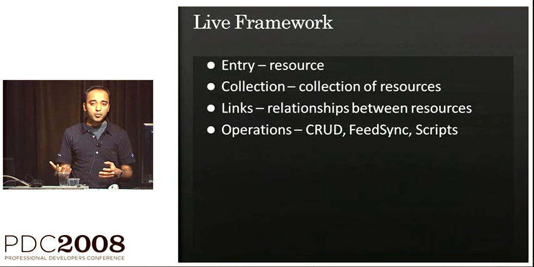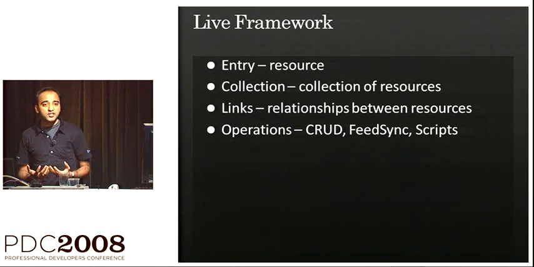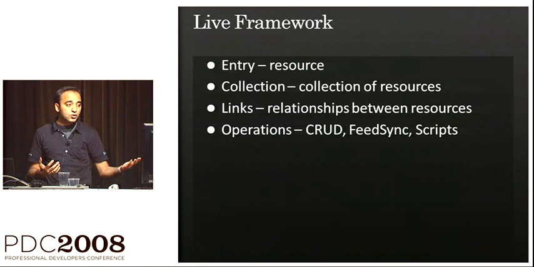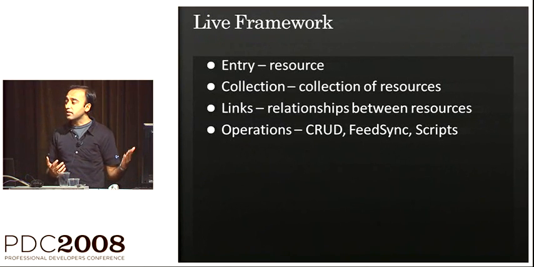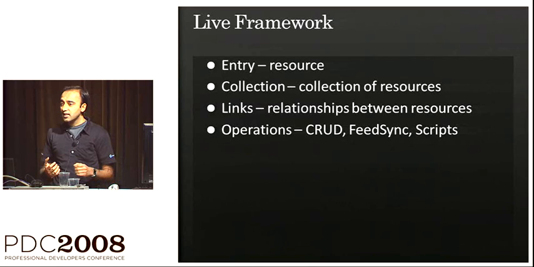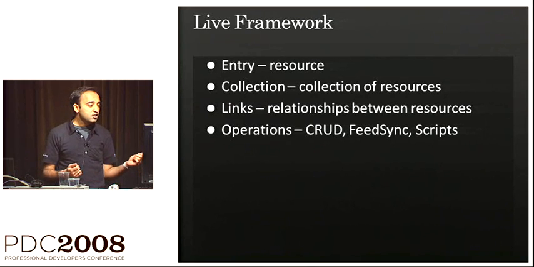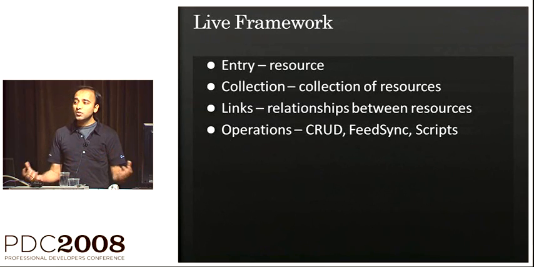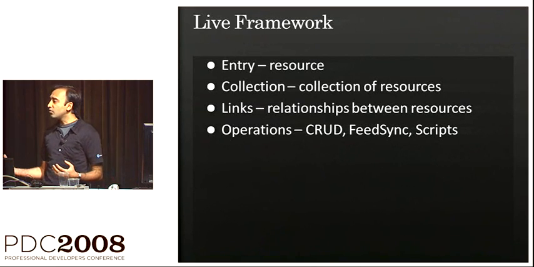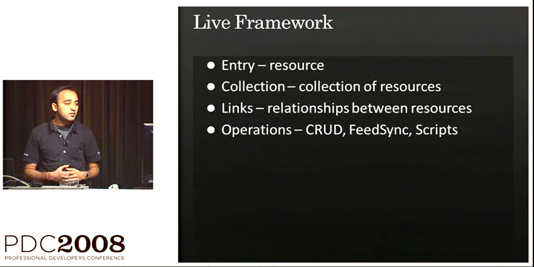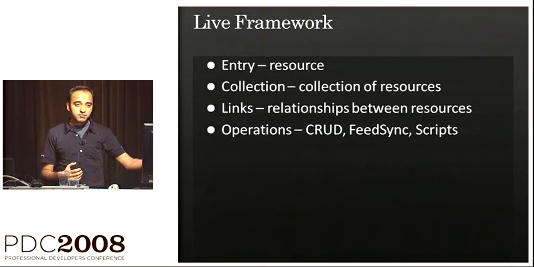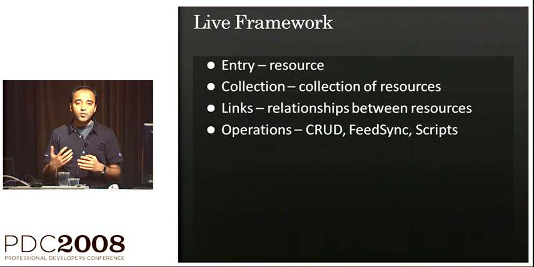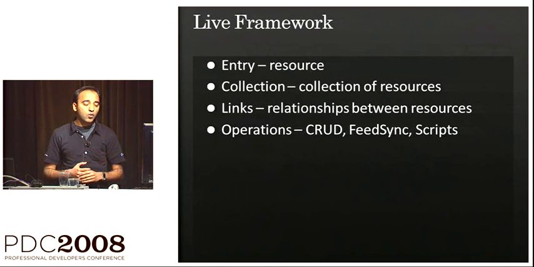And finally, we have the operations. There are a bunch of operations you can do. You can do the basic CRUD operations, which are create, read, update, and delete. Since AtomPub is the interaction protocol that we have, you can do all the CRUD operations. And if you want to do synchronization, you can actually do feed sync operations, which exposes a merge semantic. And we talked about the scripts, where you can actually do batching operations, which are a combination of the CRUD operations that you want to perform.